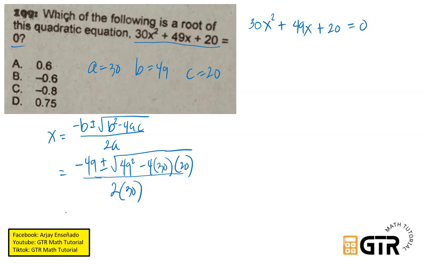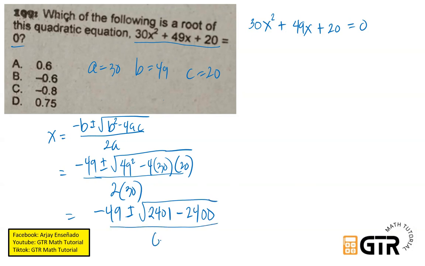Okay, so simplify lang natin. Equal siya sa negative 49 plus or minus square root of 49 squared, that is equal to 2,401. So we have 2,401 minus, so let's multiply, 4 times 3 is 12, times 2 is 24. So dalawang 0, so 2,400 over 2 times 30 is equal to 60. So solve natin dito, diretso natin dito, x equals, we have negative 49 plus or minus square root of 2401 minus 2,400.